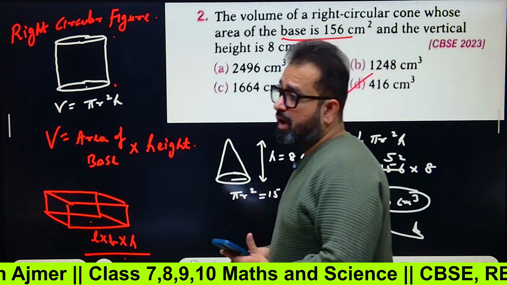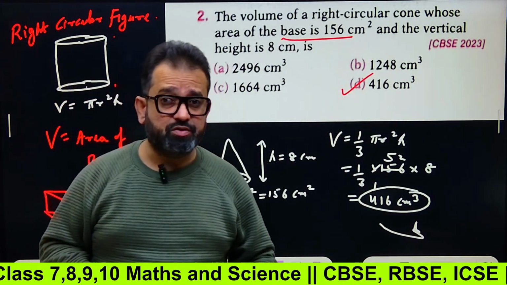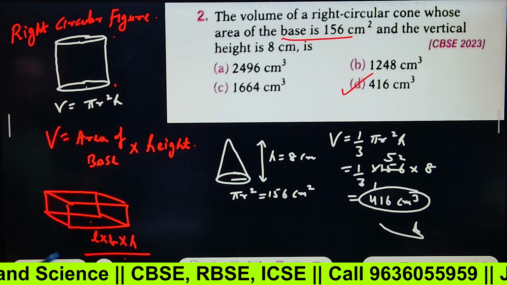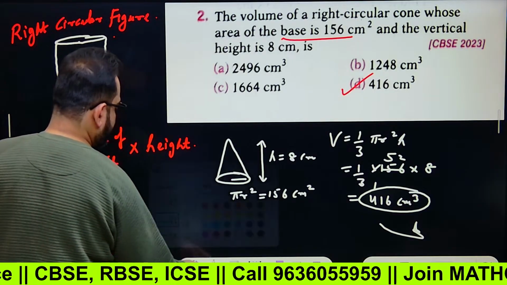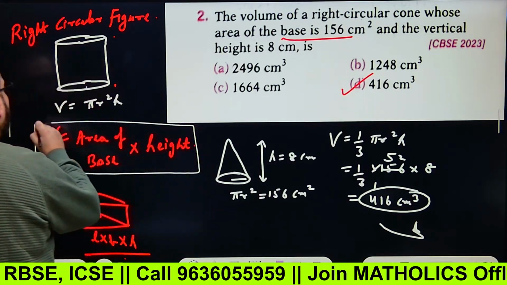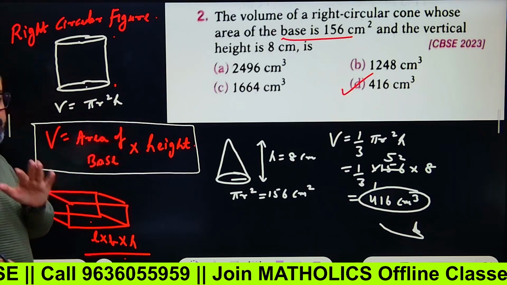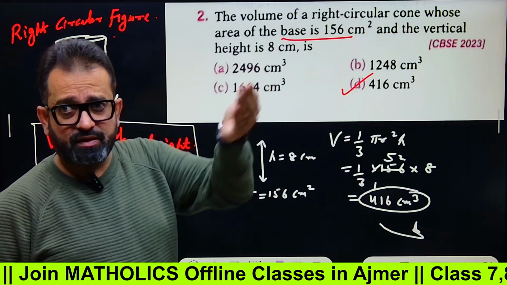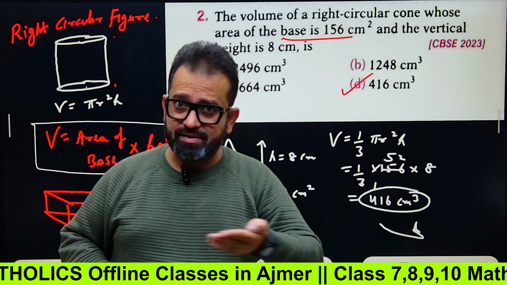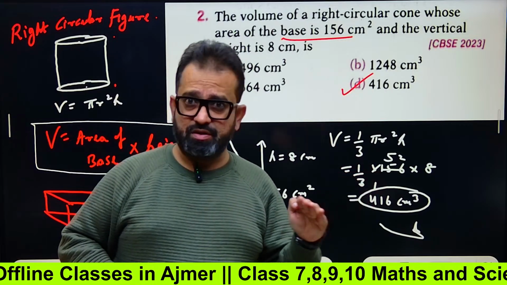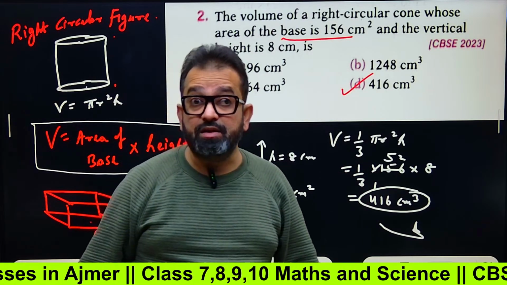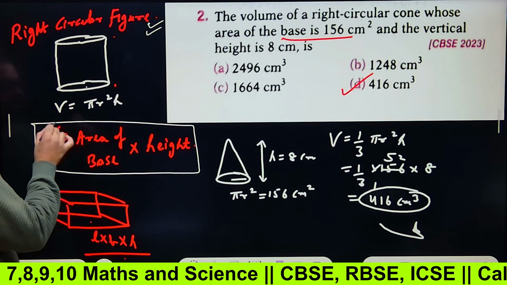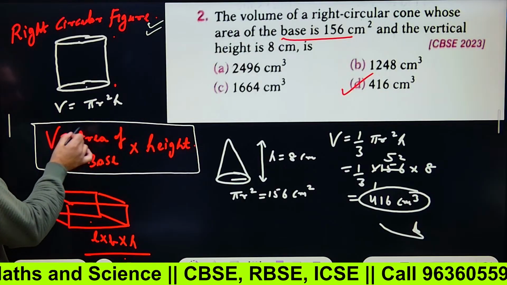In this question you will learn how to calculate the volume in a different way also. One formula is pi r square h, but the other formula is area of the base into height. You must put this in a box. Volume's basic formula is for every right circular figure. Right circular figure means if the base is a circle, the top is also a circle. If the base is a square, the top is also a square. If the base is a rectangle, the top portion is also a rectangle. These are called right circular figures. So for right circular figures, the area is area of base and height is height. So volume is area of base into height.